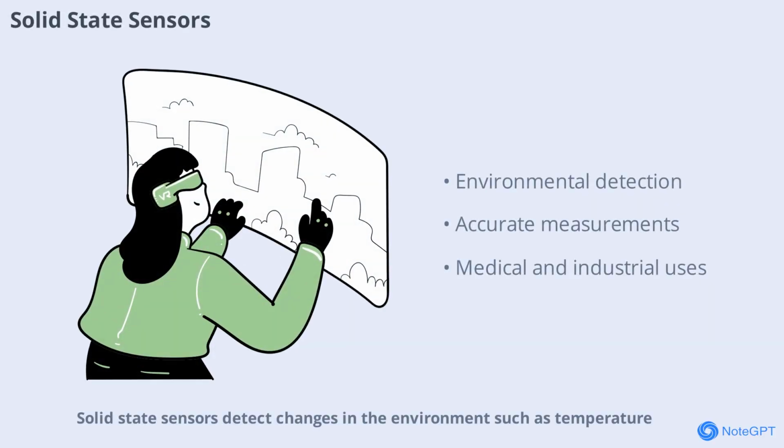Solid-state sensors detect changes in the environment, such as temperature, pressure, or chemical composition. These devices rely on the unique properties of solids to provide accurate and reliable measurements. Applications range from medical diagnostics to environmental monitoring, highlighting the practical impact of solid-state chemistry.